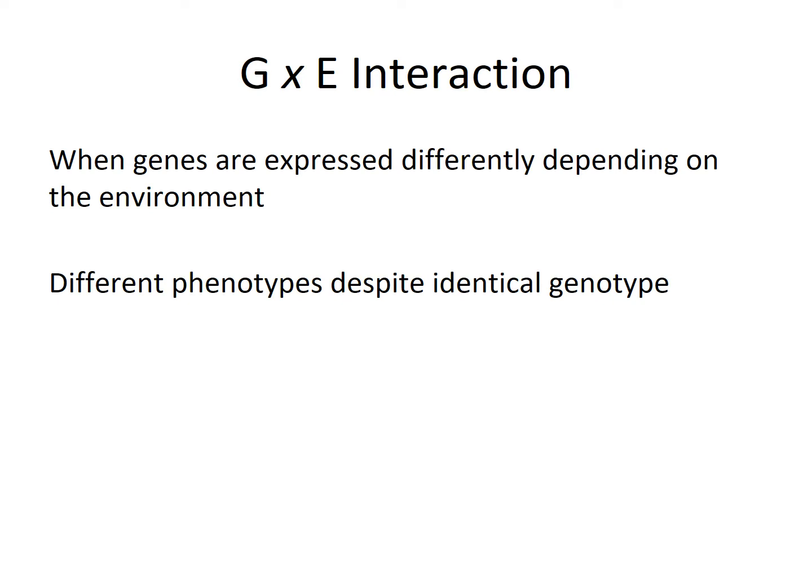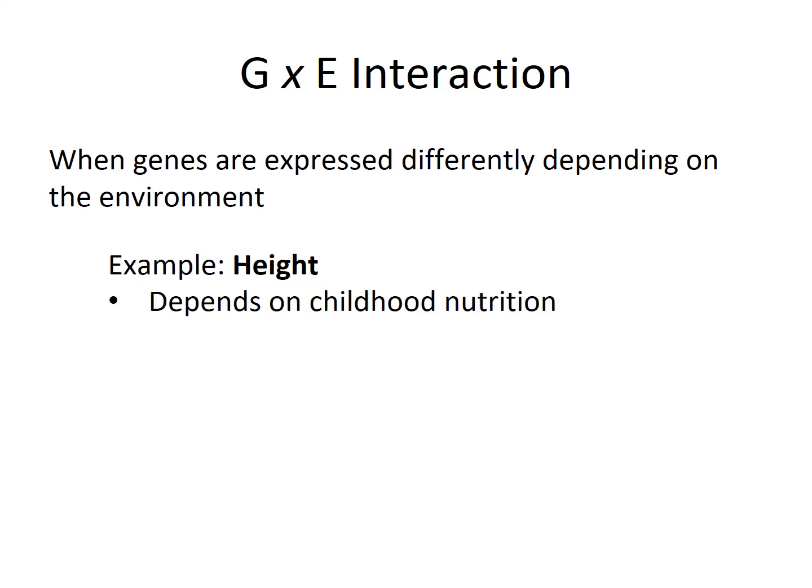Next, let's talk about gene by environment interaction. This is common among human traits. This is when a gene is expressed differently depending on the environment in which the individual grows up or in which the individual lives. So different phenotypes can occur despite an underlying identical genetic makeup. In humans, a great example of this is height, because your adult height depends on your childhood nutrition.